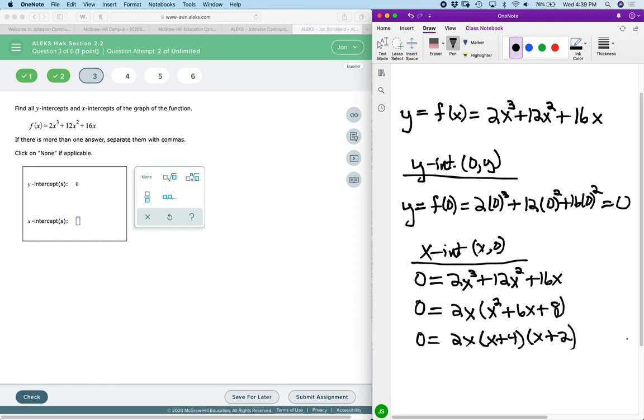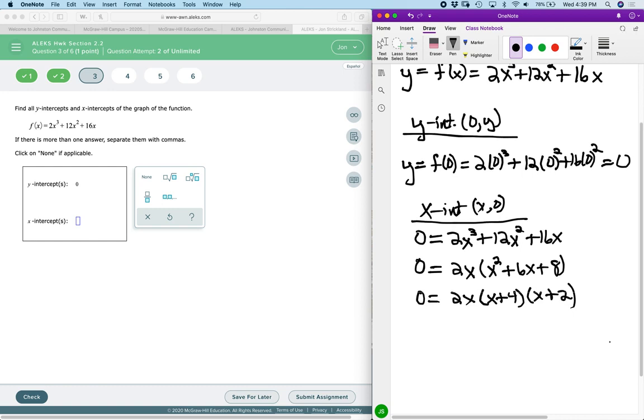And if I set each of the factors to 0, we have the 2x factor, x plus 4, and x plus 2. For 2x equal to 0, I have x equal to 0. For x plus 4, I have x equal to -4. And for x plus 2, if that is set equal to 0, I have x equal to -2.